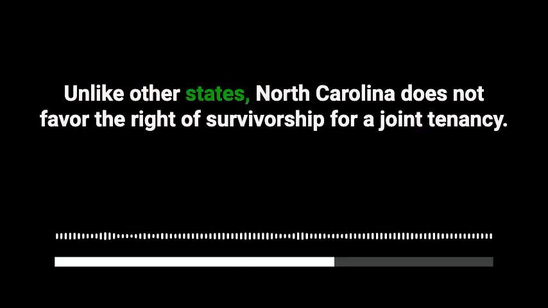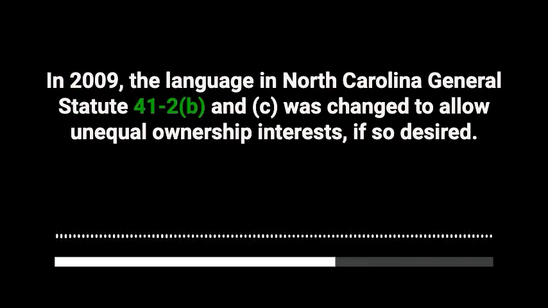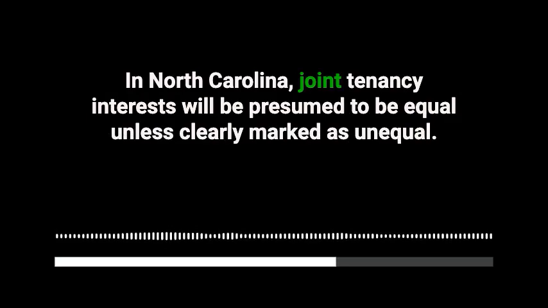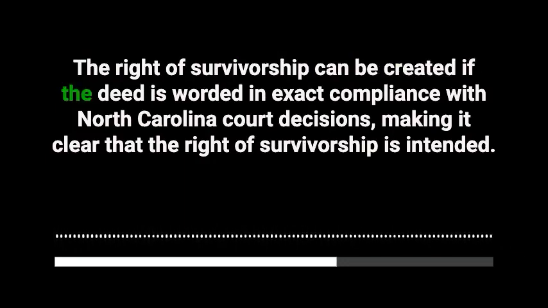Joint tenancy with right of survivorship. Unlike other states, North Carolina does not favor the right of survivorship for a joint tenancy. In 2009, the language in North Carolina General Statute 41-2 was changed to allow unequal ownership interests, if so desired. In North Carolina, joint tenancy interests will be presumed to be equal unless clearly marked as unequal. The right of survivorship can be created if the deed is worded in exact compliance with North Carolina court decisions, making it clear that the right of survivorship is intended.